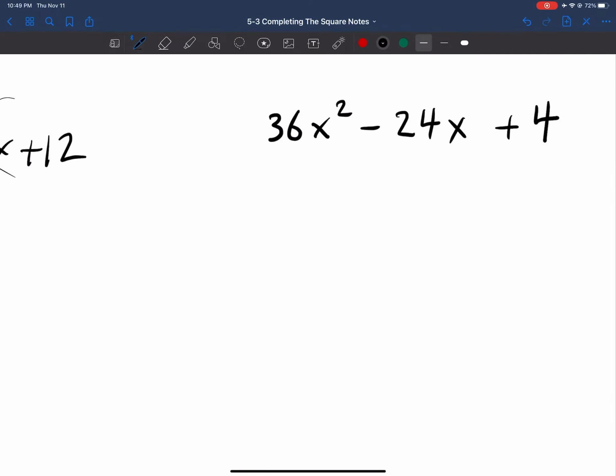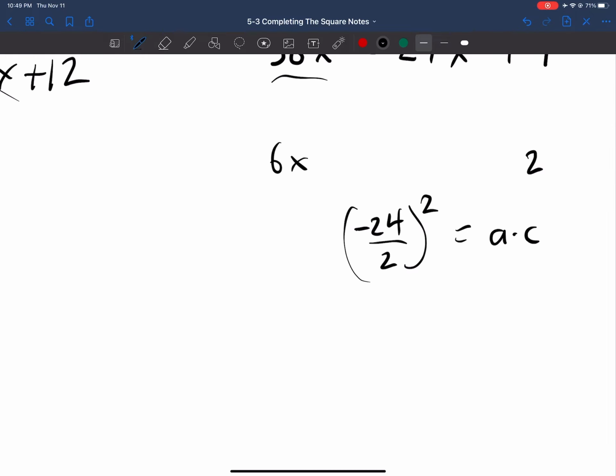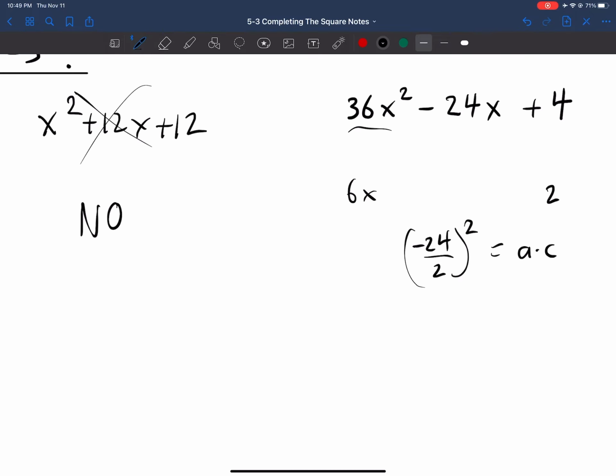The last one. I check the first term. 36x squared is a perfect square. That's 6x. 4 is a perfect square. That's 2 squared. And the middle term, negative 24. If I halve it and then square it, does it equal a times c? Well, a times c in this case is 36 times 4. So that's going to be some massive value.